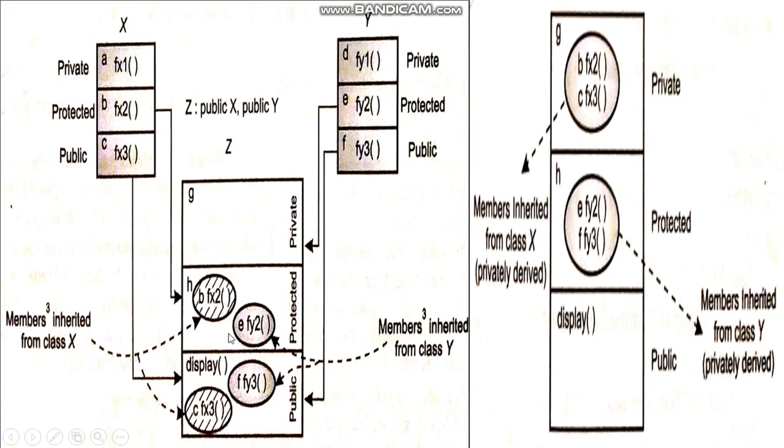In the next image, as we can see, here X and Y, we have two classes which are being inherited into the class Z. So only the private member function or the data member would not be inherited, rest all the things would be inherited into the class Z. This is when we inherit with the help of private. So this is how it will work.